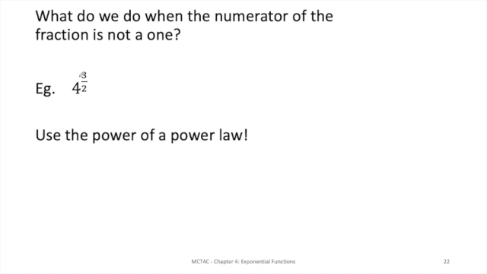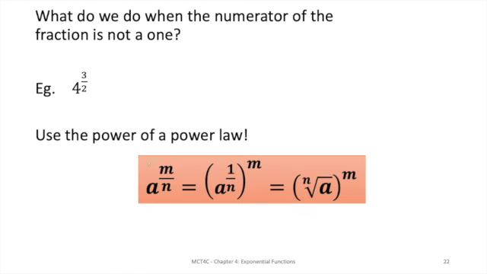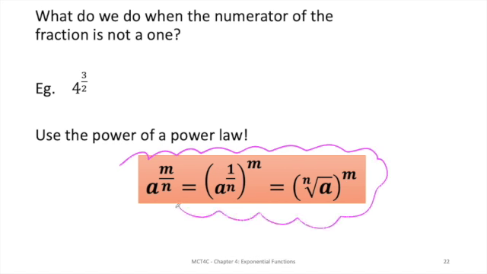So you see something like 4 to the exponent 3 over 2. We're going to use the power law, which means you take a 1 over n, just like you did, and put the m outside of the brackets as another exponent. So then you're going to take the nth root of a, all to the exponent m, which will make more sense on the next slide through examples.